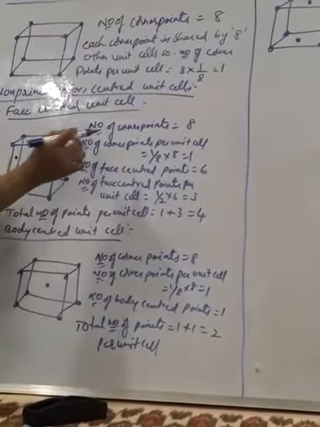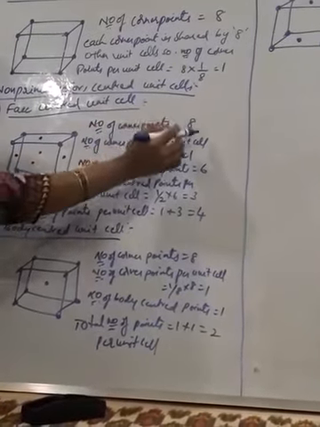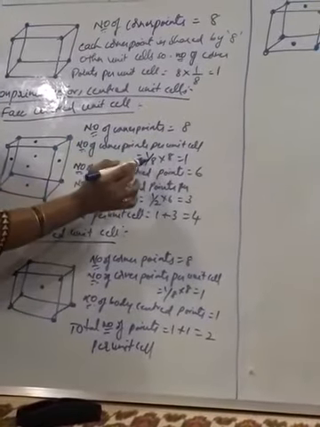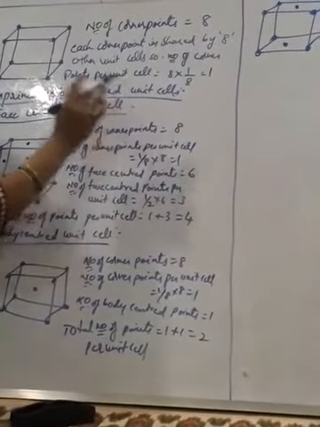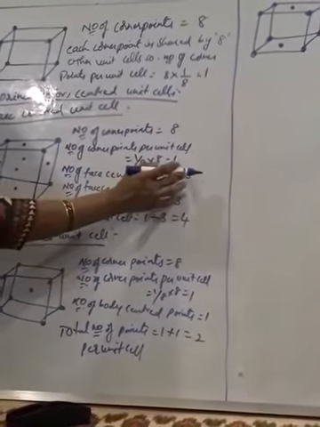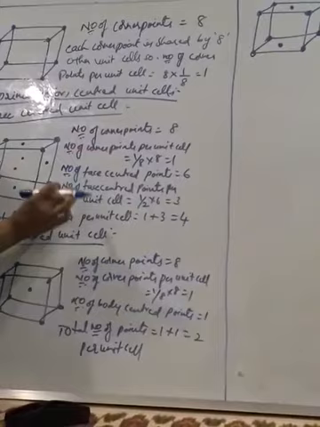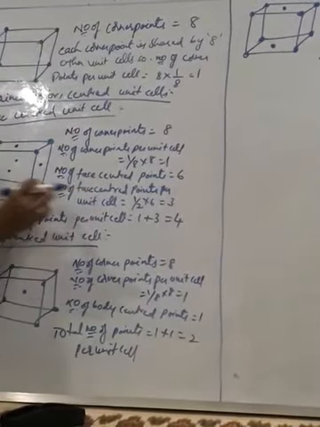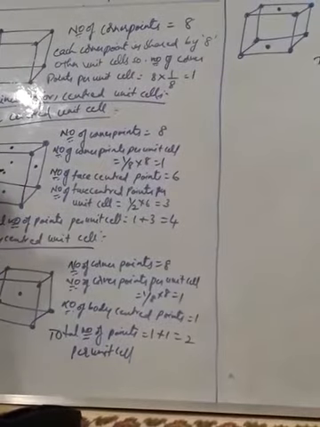Okay. So the number of corner points is 8 and the number of corner points per unit cell is 1/8 into 8. That's why only one corner point. And the number of face centered points is 6 and the number of face centered points per unit cell is equal to half into 6. Okay. Why?